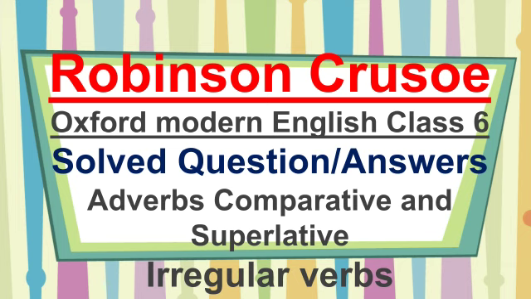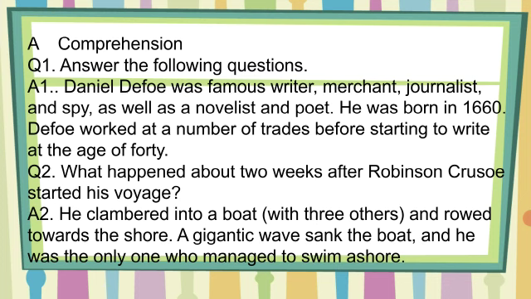This lesson has been taken from grade 6 Oxford Modern English book, and the lesson is Robinson Crusoe. You can find it in your books on page number 28. You can find this lesson's complete reading and word meanings in the previous video I already did for you. So in this video you will find solved answers and grammar exercises. Let's start with question answers.